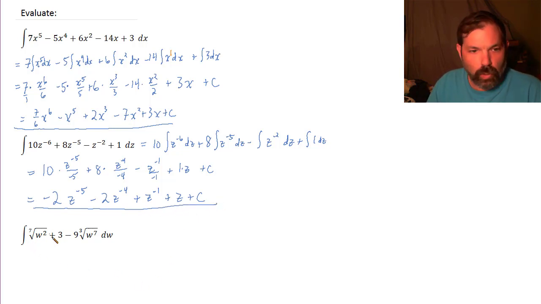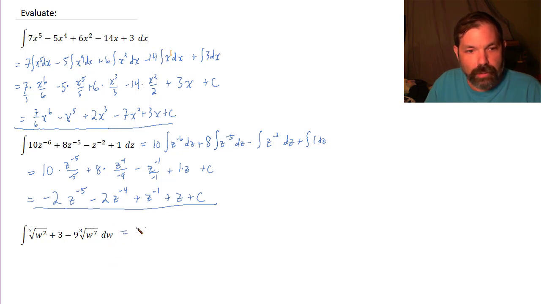Now this next example, I have the integral of the 7th root of w squared plus 3 minus 9 times the cube root of w to the 7th dw. Alright, well, first thing I would do is rewrite this so I can put it in a form that I understand. I have the power rule for antiderivatives, so I've got to get these written as powers.